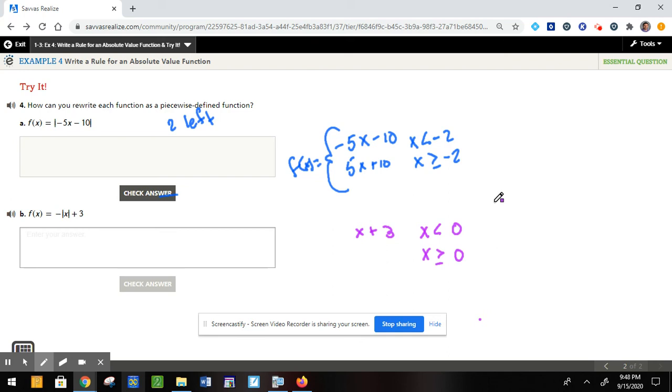Let me know. Well, let's go through example 5, and then you guys can start the practice. I may have misspoke. It's negative x plus 3, right? I think I might have said negative x minus 3. The y-intercept is positive 3. All right, sorry about that.